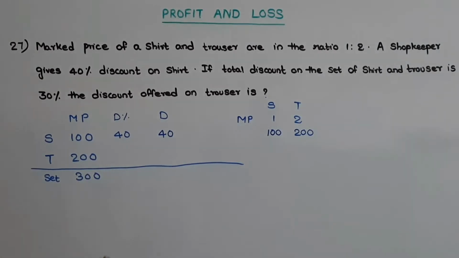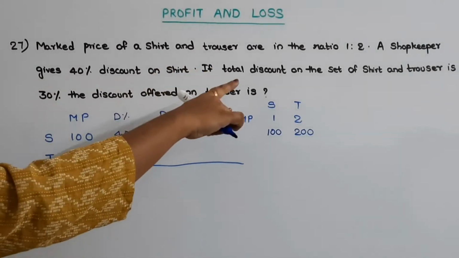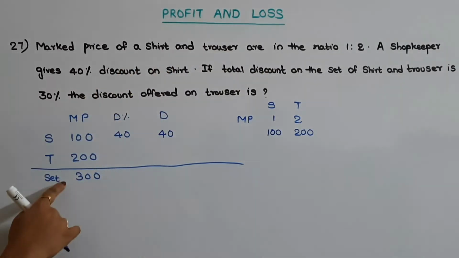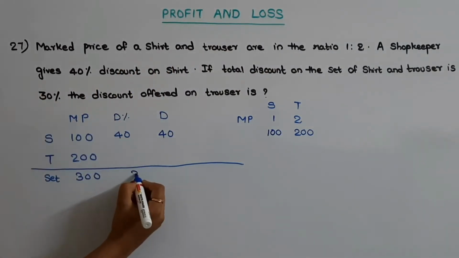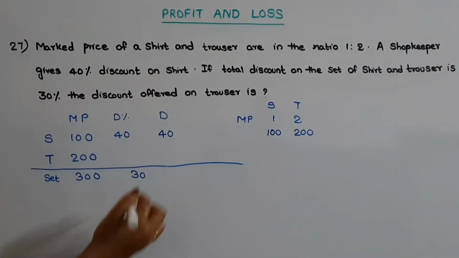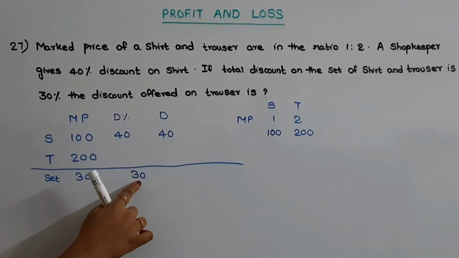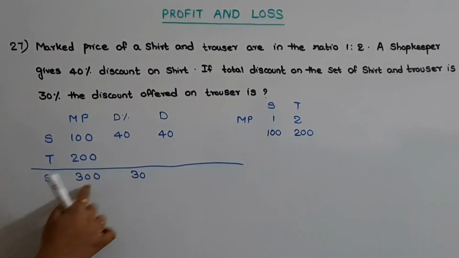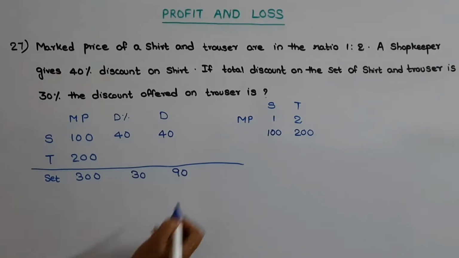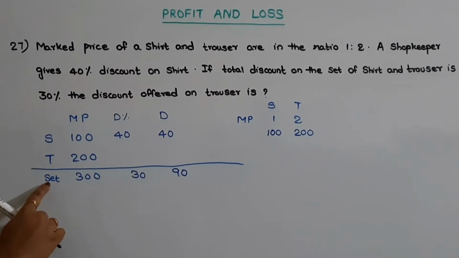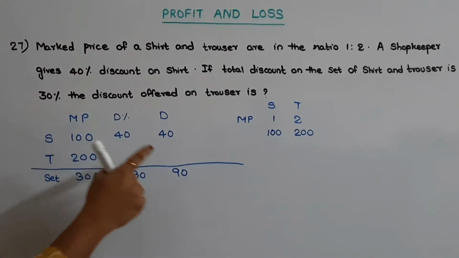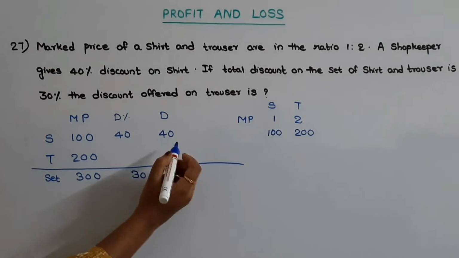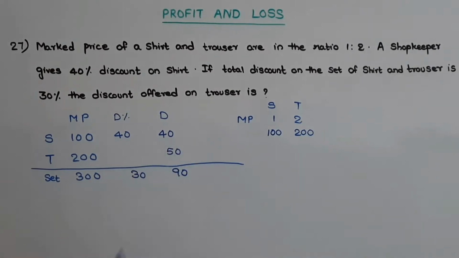Then the total discount on the set of shirt and trouser is given as 30%. Then what will be the discount? Discount will be equal to 30% of 300, that will be equal to 90. So the discount on the set is 90 and the discount on the shirt is 40. Then what will be the discount on trouser? That will be equal to 90 minus 40, that will be equal to 50.